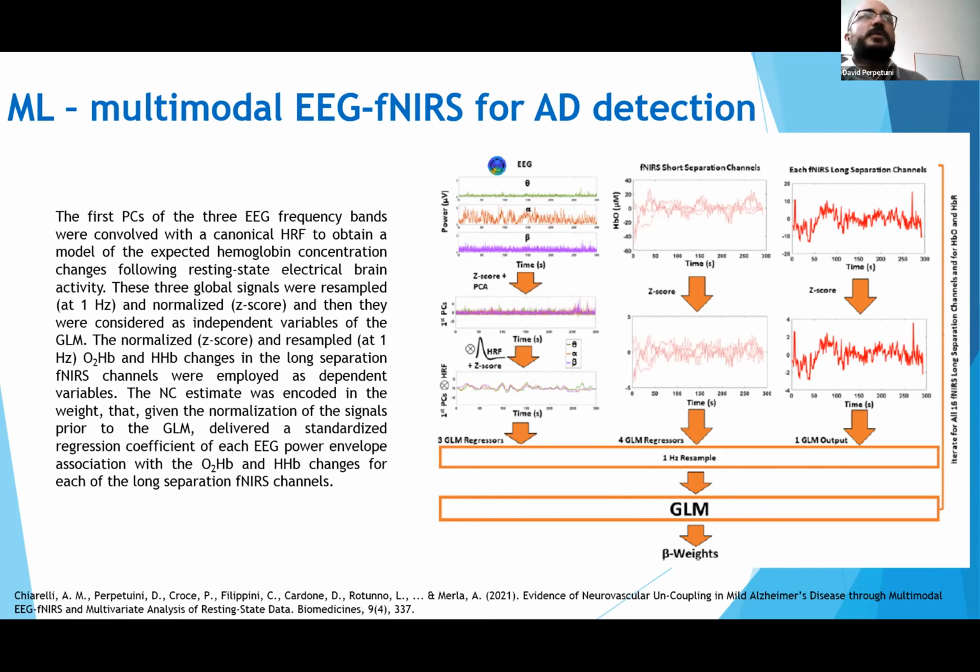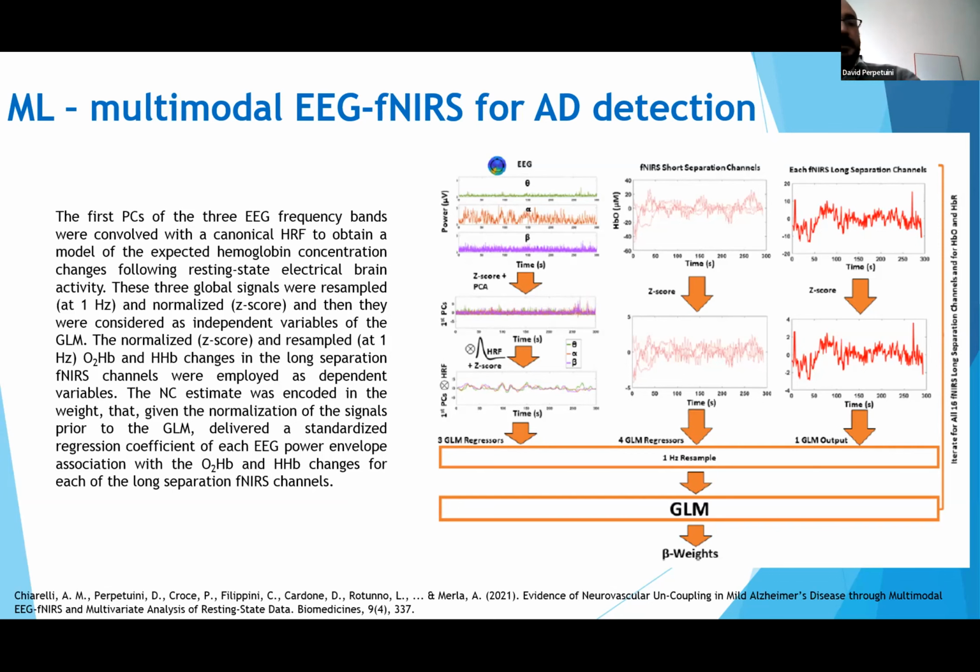So we used as independent variable the fNIRS signal from long channels. In order to reduce the physiological confoundings, we also used some short separation channels. And as the dependent variables, we used the EEG power band convolved with the hemodynamic response function.